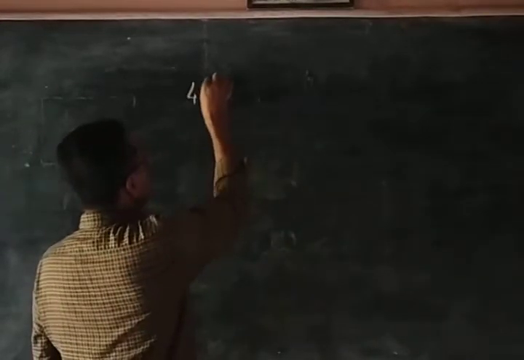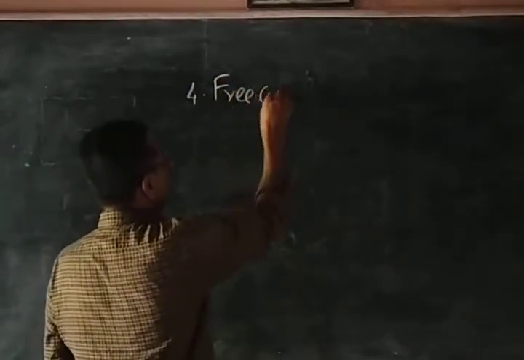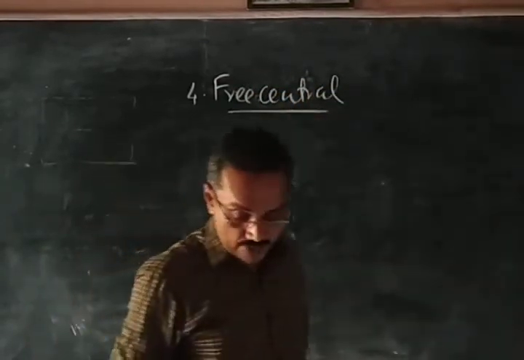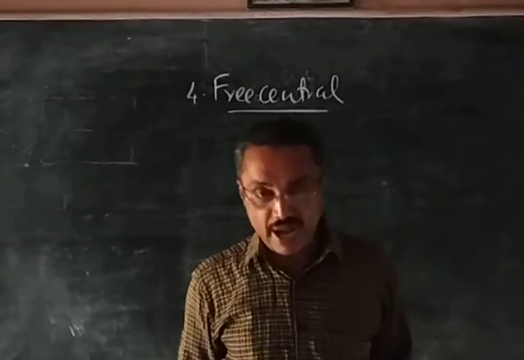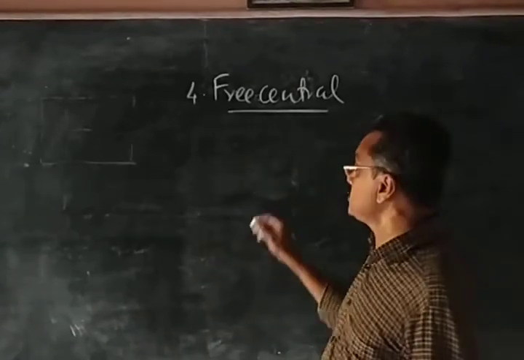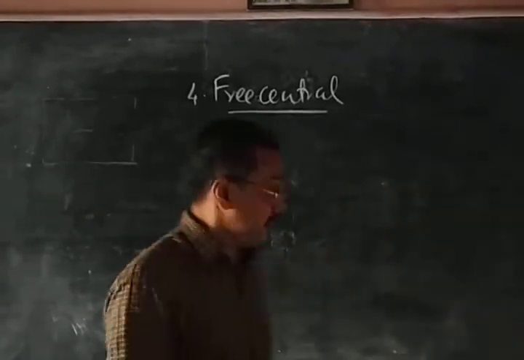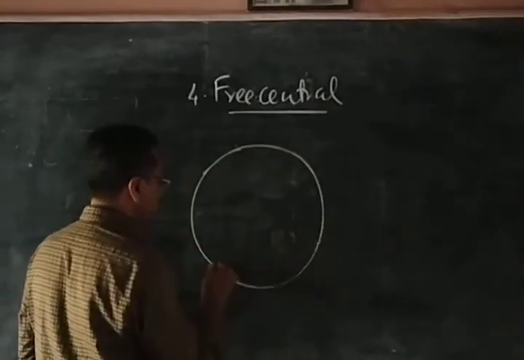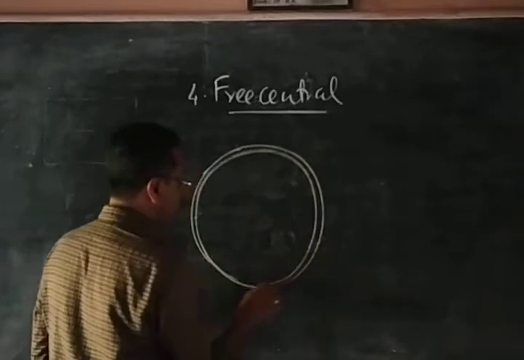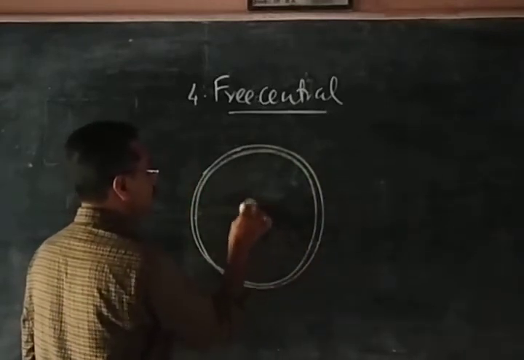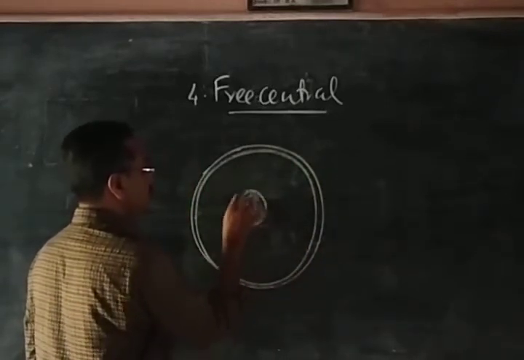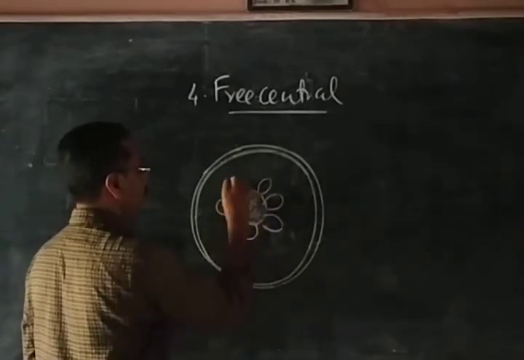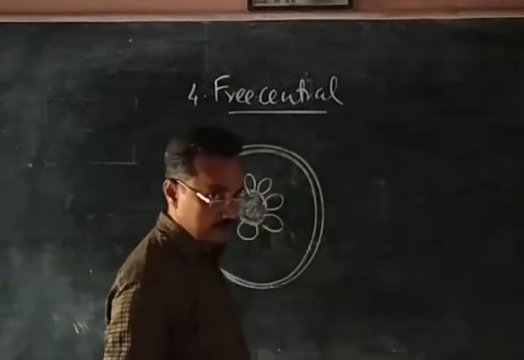And then comes free central placentation, the central part of the ovary. The fourth one, free central placentation. It is a rare case. Free central placentation is seen in dianthus-like plants and primrose-like plants. Free central means if you take the cross section of the ovary, you can see the placenta is present at the central region of the ovary. See, this is the placenta.